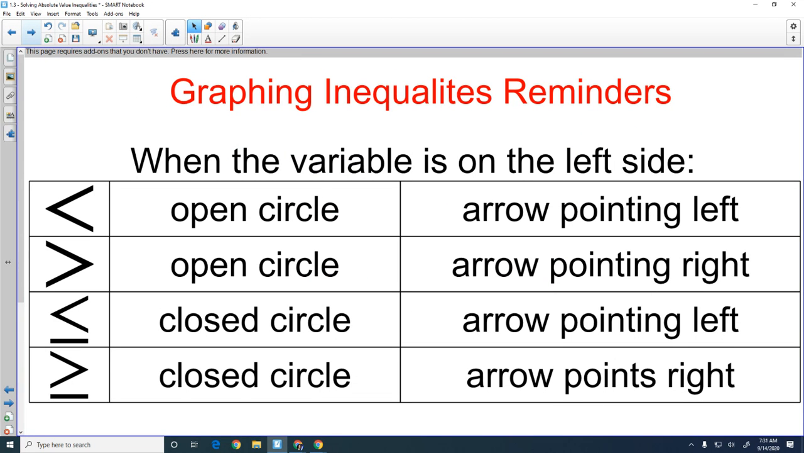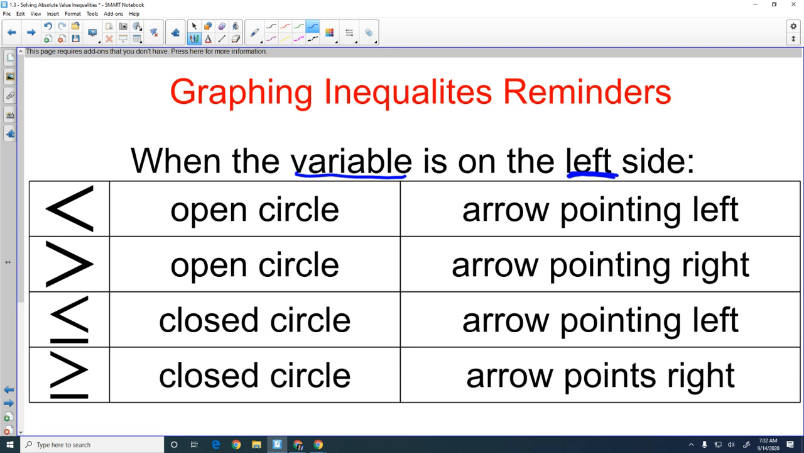Now, this you may already be familiar with. You don't necessarily have to write this down if you remember this from earlier years in math, but you are going to need to know this. So to graph an inequality on a number line, it depends on which symbol it is, that inequality sign. And these rules are specifically for when the variable, typically x, is on the left side. So that's if it's x is less than this or x is greater than this. Make sure that the variable's on the left side. Then these rules always hold true.